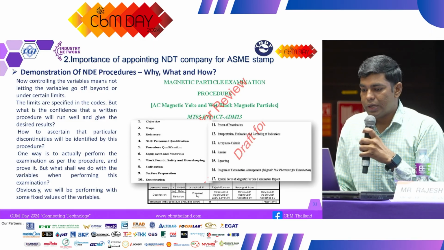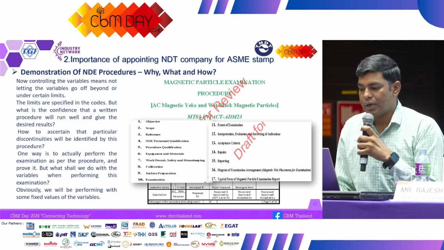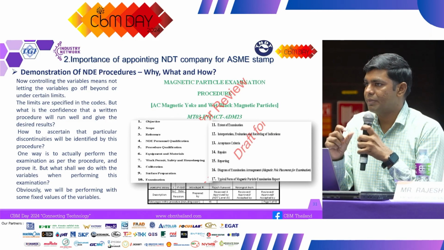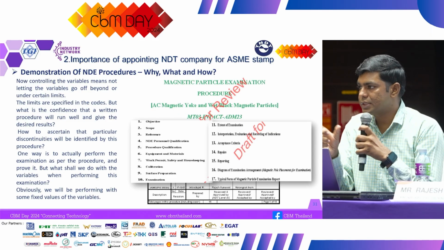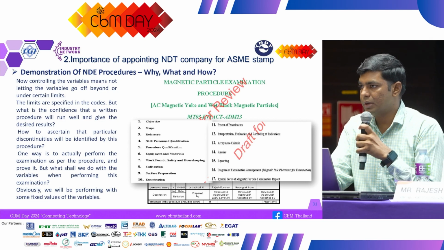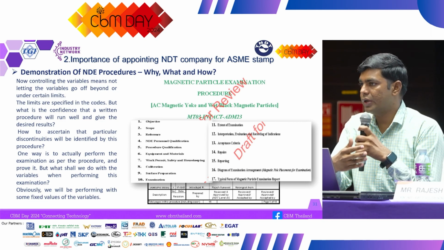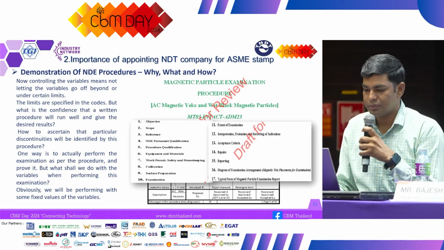Now, controlling variables means not letting a variable go beyond its limit. They have a specific limit, for example temperature 5 degrees to 52 degrees, right? Within this range it's okay. If it is above or below this limit, we need to revise the procedure.